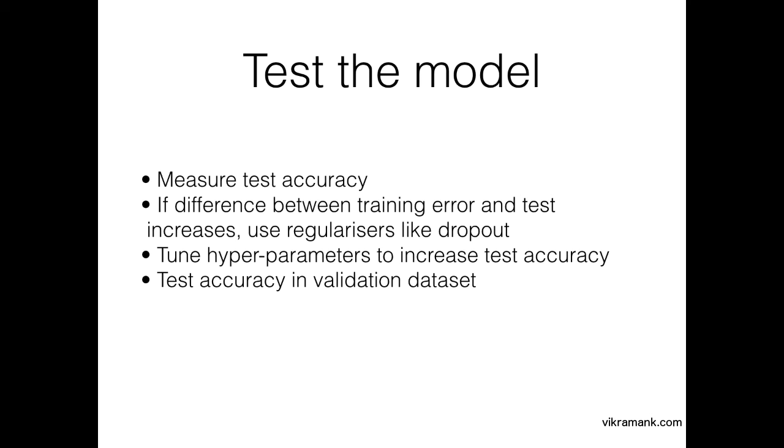During the test phase, the very first thing is to measure the test accuracy and see if the difference between the test error and training error is increasing. If it's increasing, it's likely a case of overfitting, and we need to use some regularizers like dropout, and tune your hyperparameters to increase your test accuracy. You can change your hyperparameters, and finally test your accuracy on the validation dataset.